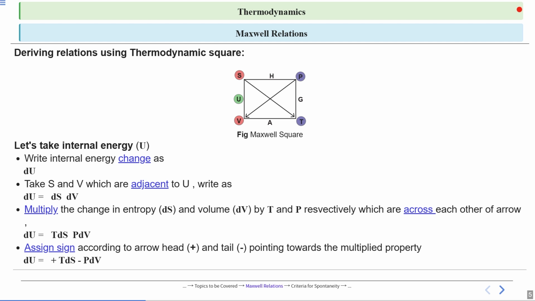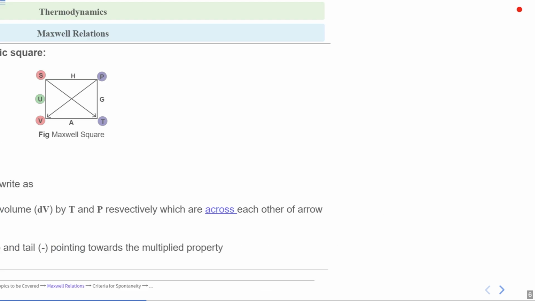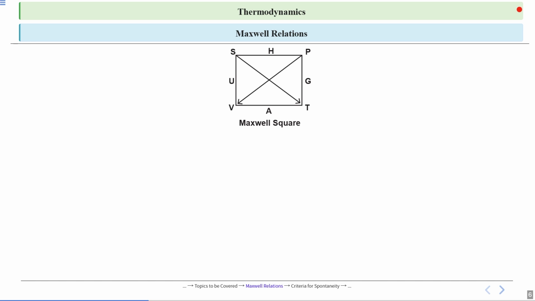Now let us look at the final derivations that we got from this trick. Okay, so this was our magic square. So here it is again. Now we are not coloring it because it is not for a specific state function, but it is for all. We got it for dU. It was TdS minus PdV. We dropped the positive sign because it is already there according to the convention.